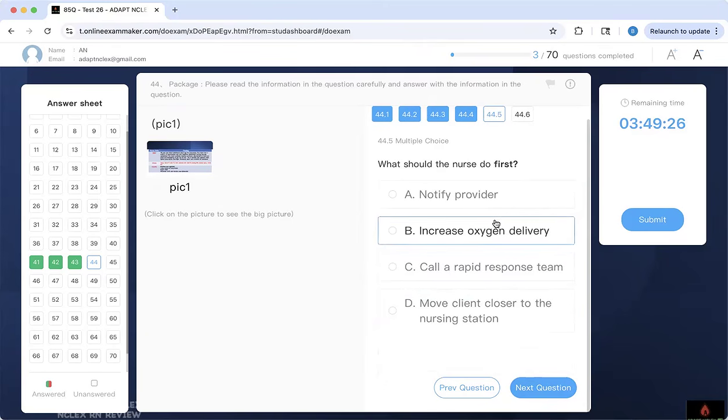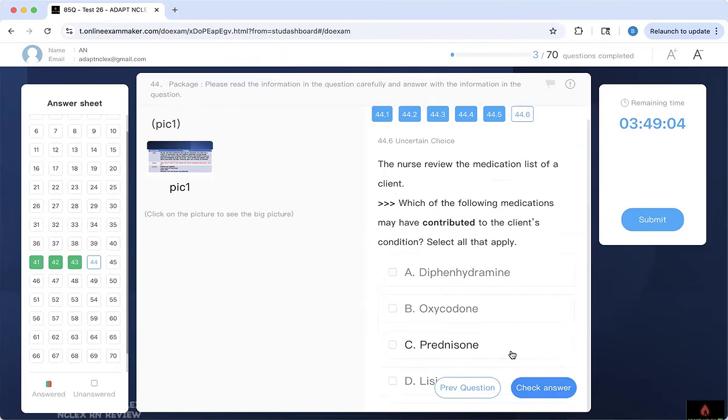The patient may still be hypoxic, so increase oxygen delivery to help with the condition. That may help. Of course, we're going to talk to the doctor and notify them. We're going to call rapid response. We're going to move the client closer to the nursing station. The last thing that you do that does not require an order is the first thing, oxygen delivery.